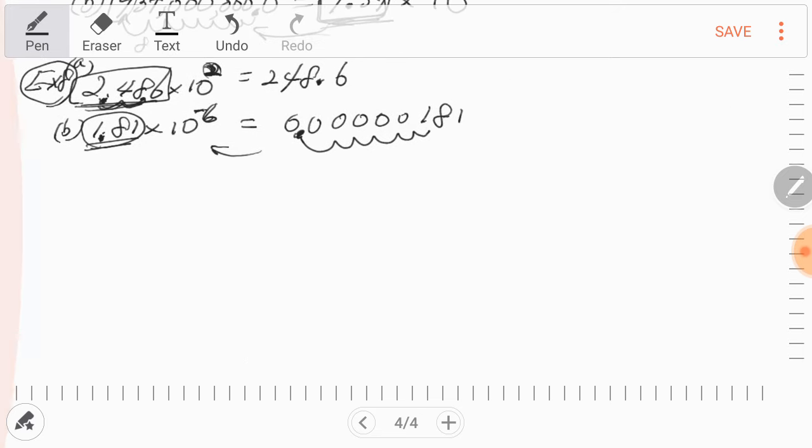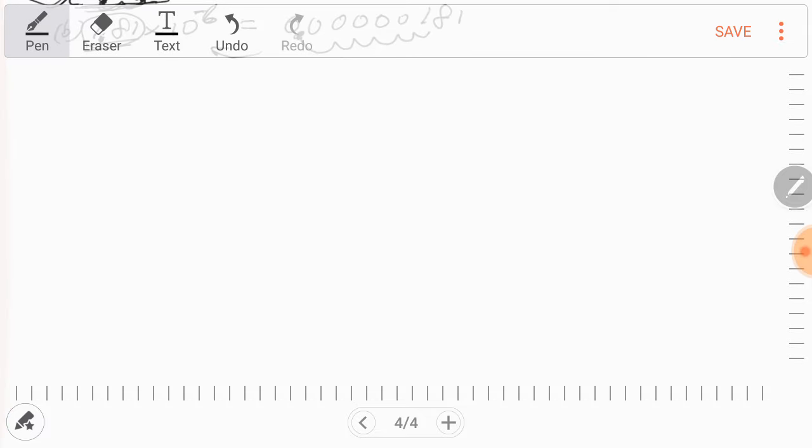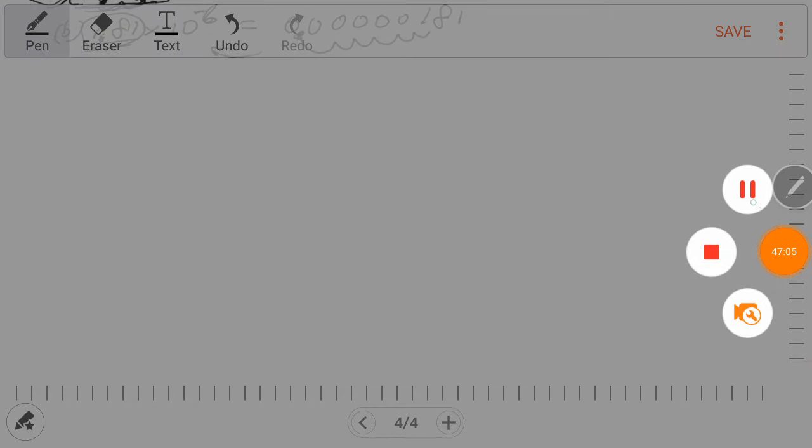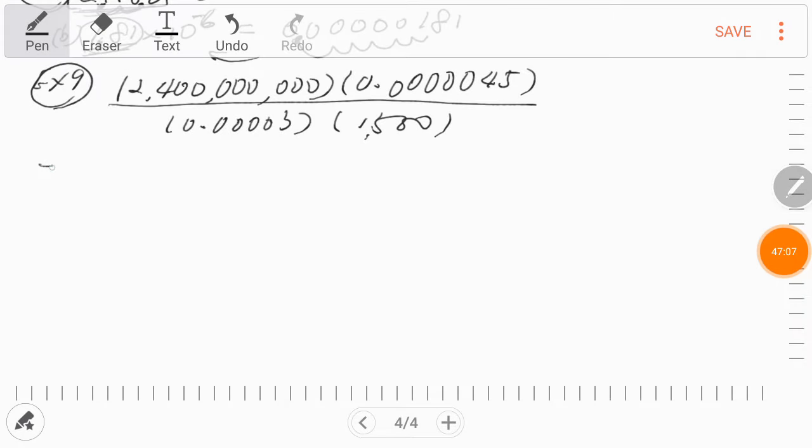Okay, then the next example is calculating with scientific numbers. So we have to change these numbers into scientific notation. It is much easier and simpler sometimes. So in this example, let's write each number in scientific notation. So the first number is 2.4 times 10 to the, okay, the decimal point was here, 369. So 10 to the 9th power.